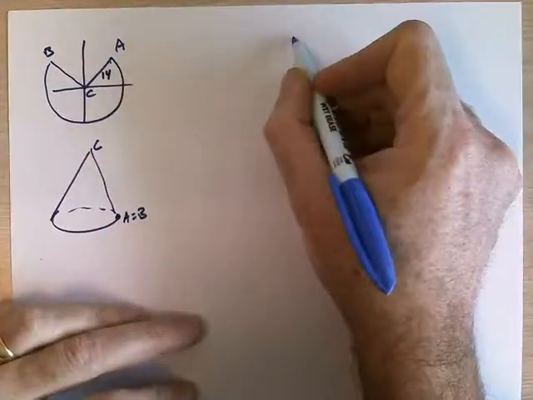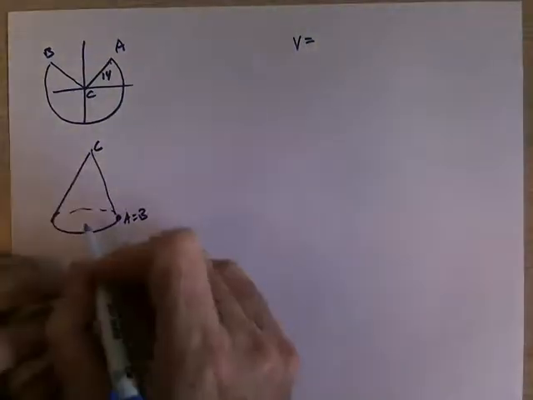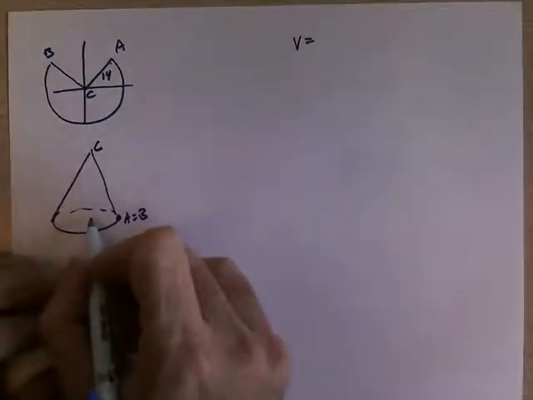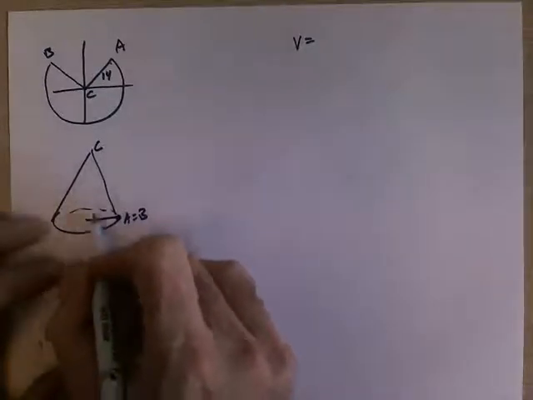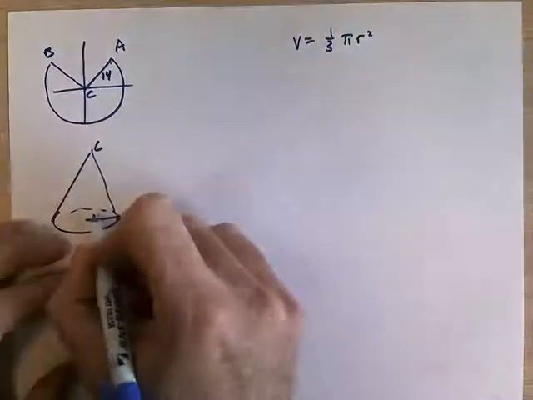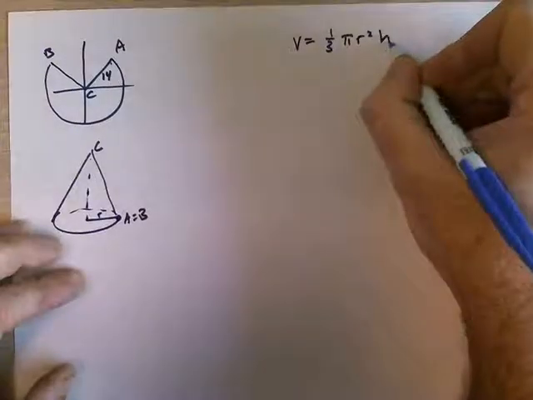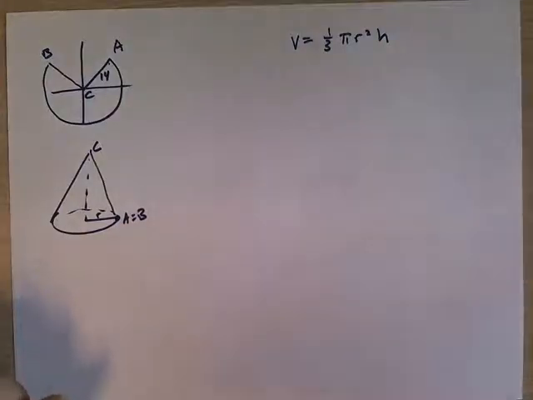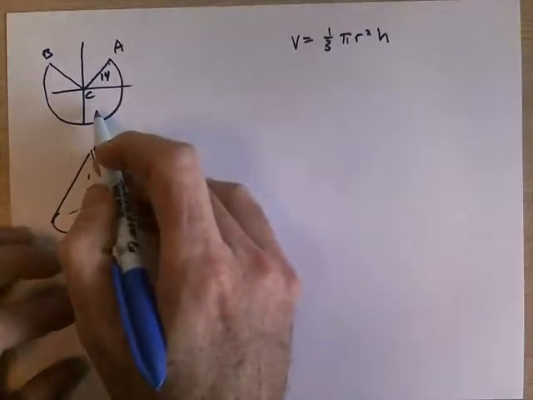So for a large volume, I'm going to need the volume of this thing. Well, the volume of a cone is 1/3 of the area of the base times the height. Well, the base is a circle, so it's going to be 1/3 pi times some radius squared, let's call that r, times whatever the height is here. Okay. Now, what's not immediately obvious is how any of this relates to the circle you started with.